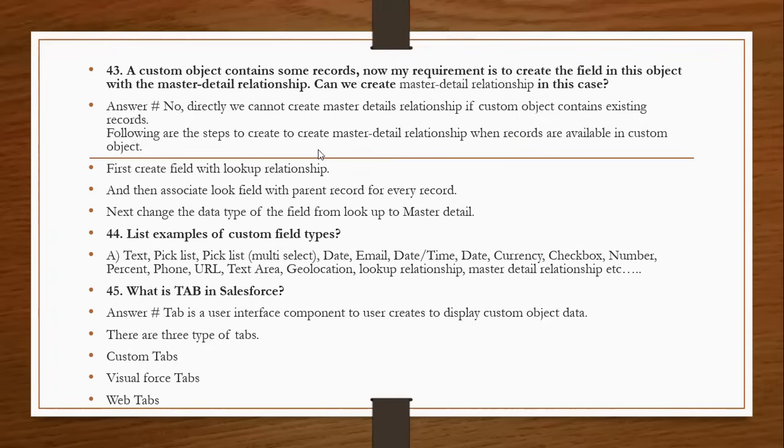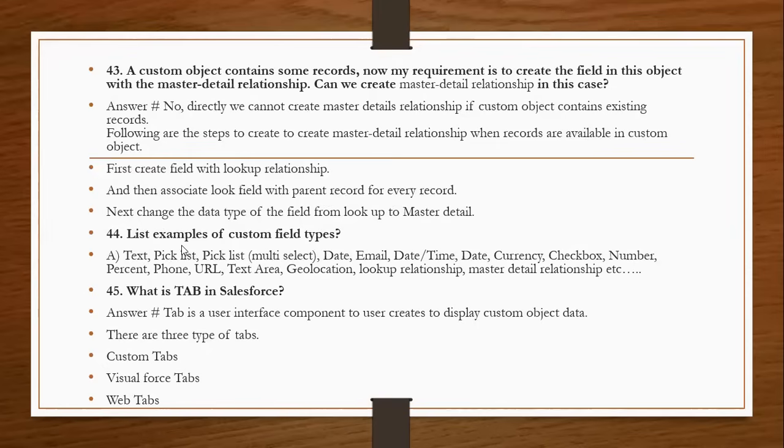Follow these steps to create a master-detail relationship when records are available in the custom object. First, create a field with a lookup relationship and then associate the lookup field with parent records for every record. Next, change the data type of the field from lookup to master-detail.